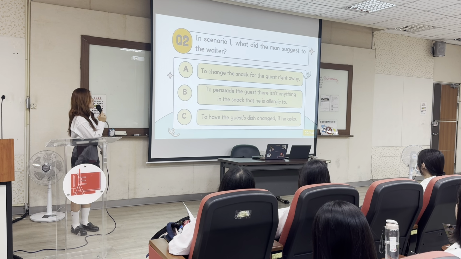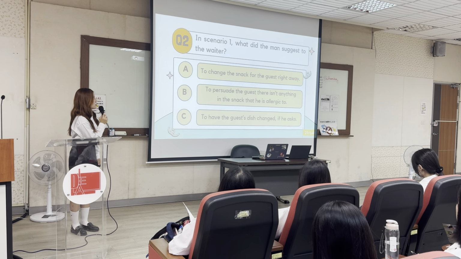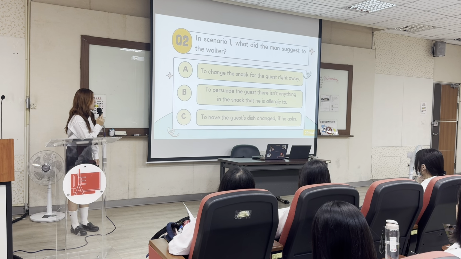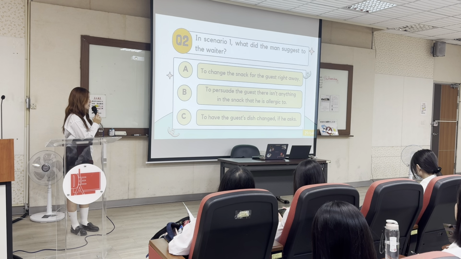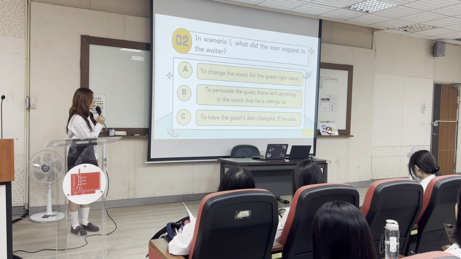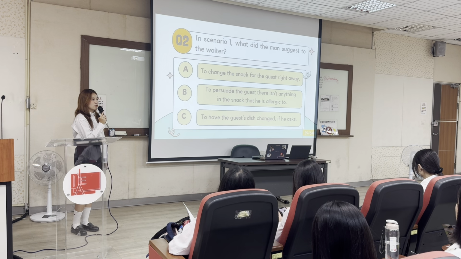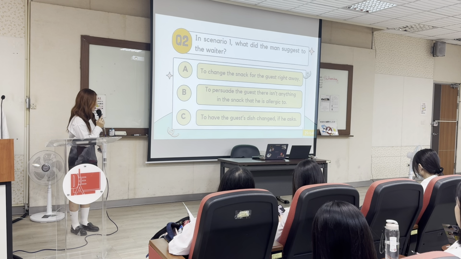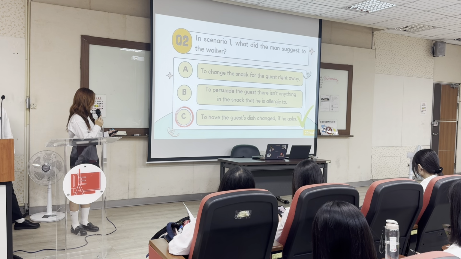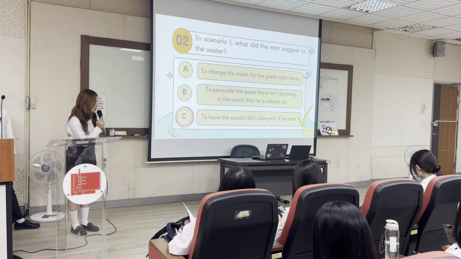Okay, question 2. In scenario 1, what did the man suggest to the waiter? A. To change the snack for the guest right away. B. To persuade the guest there isn't anything in the snack that he is allergic to. C. To have the guest dish changed if he asks. Okay, who knows the answer? Please raise your hand in 3, 2, 1. Yes, correct. It's C. To have the guest dish changed if he asks.